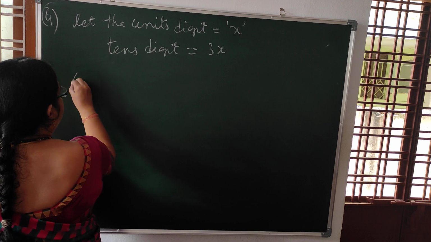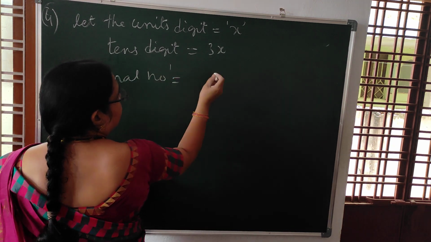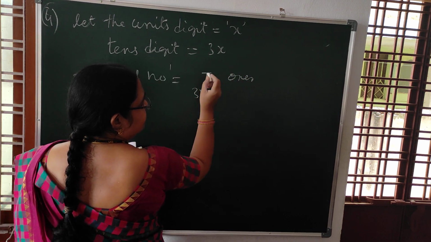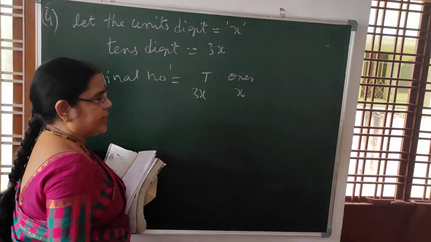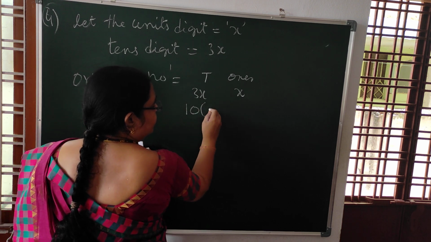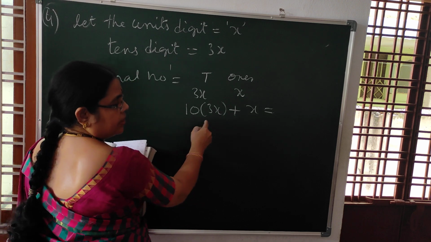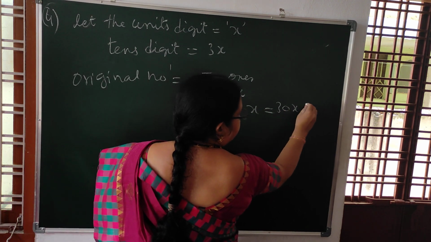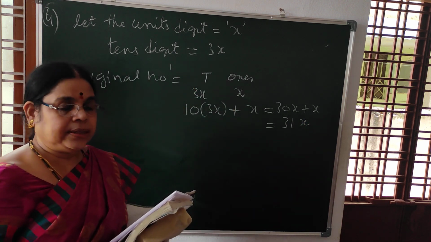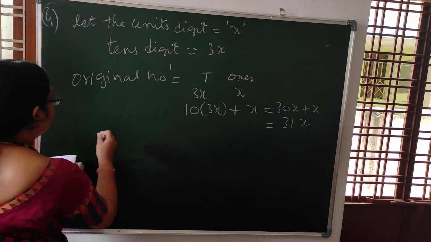So how to find the original number now? We have ones place and tens place. Tens place we have 3x and ones place we have x. So tens place number means multiply with the 10. 10 into 3x plus 1 into x gives you what? 30x plus x. That is equal to 31x. This is the original number. Now interchange.